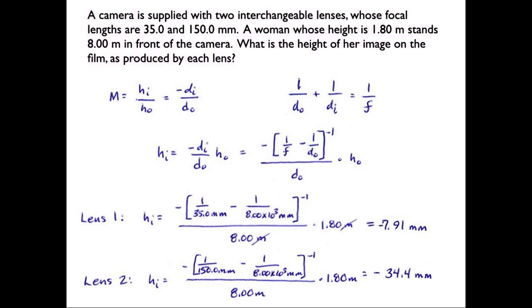If I do the same calculation for lens number 2, the only thing that changes is now I have a 150 millimeter focal length, but that has quite a sizable difference. It produces an image that's nearly 35 millimeters tall.